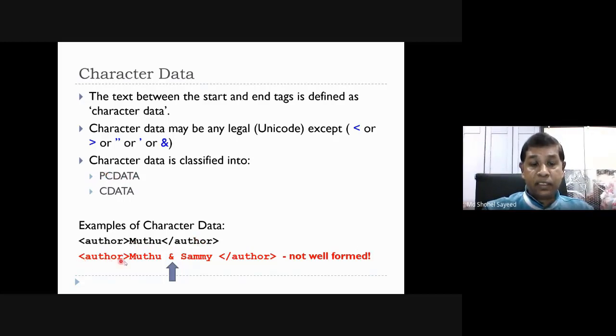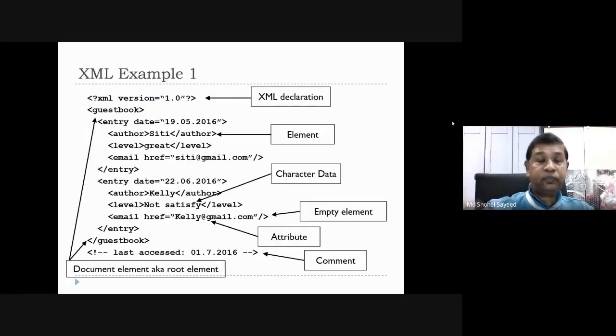Now look at another example here, author. If you put the ampersand symbol and submit, you cannot use this ampersand. This is called not well-formed character data. So you cannot use this one, but we can use some other things, which we will see later on.